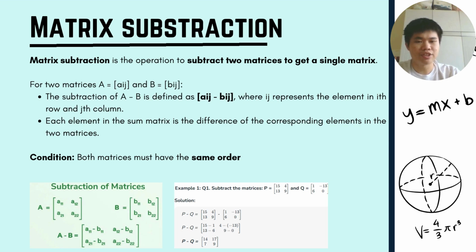Let us continue with matrix subtraction. So, matrix subtraction is the operation to subtract 2 matrices to get a single matrix. For example, there are 2 matrices, matrix A and B.